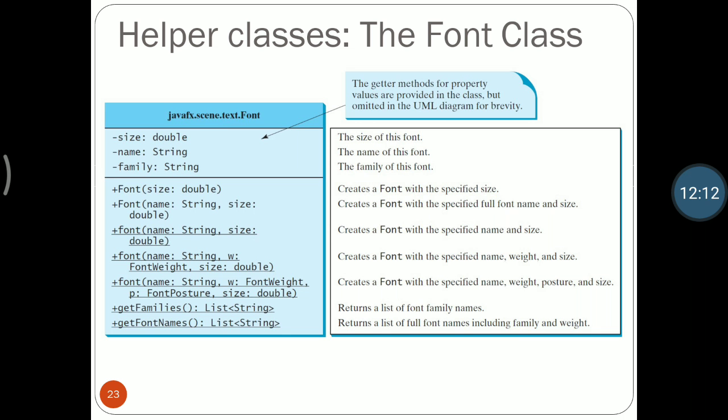Our second method is capital font and our third method is small font. Our capital font method will create full font and our small font method will not create full font. Our fourth method, font with name, weight and size. It will create a font with the specified name, weight and size. Our next method is font with name, weight, posture and size. It will create a font with the specified name, weight, posture and size.